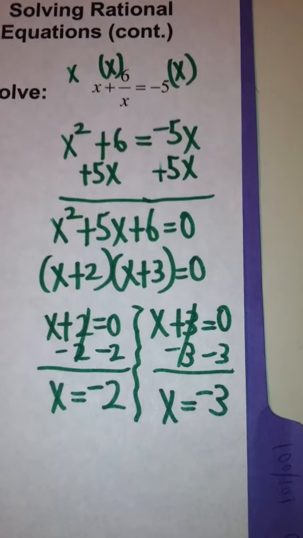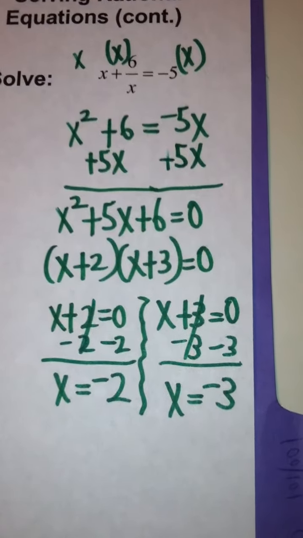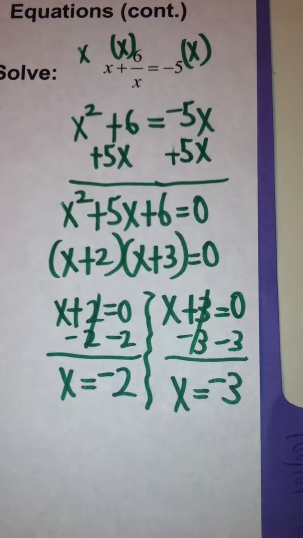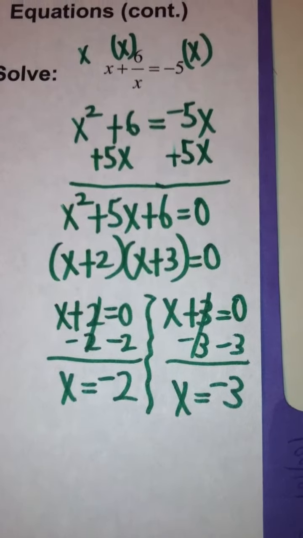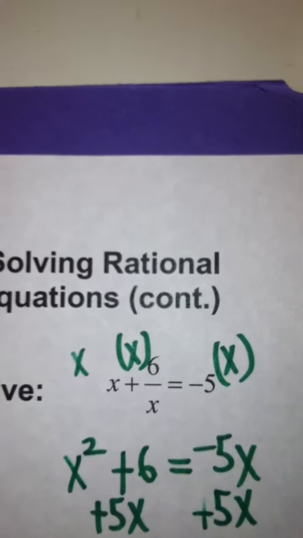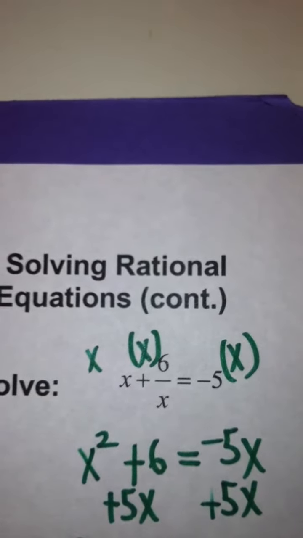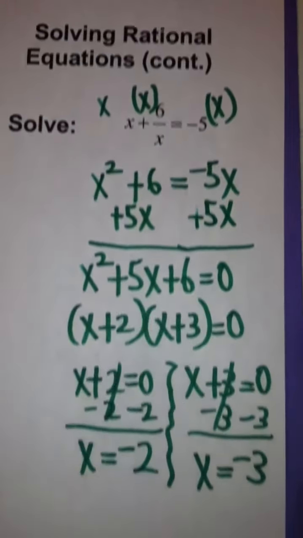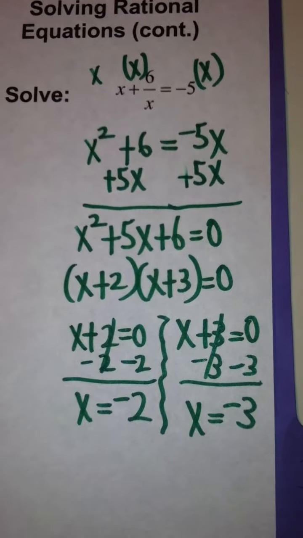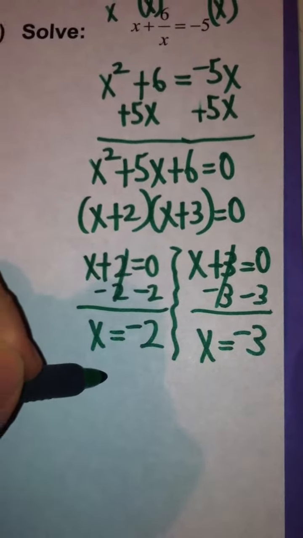Before we declare these values as solutions, double check your denominator to make sure these answers will not give you a 0. Well, the only thing that will make the denominator 0 is when x is equal to 0. So our solutions are just fine. You can write your answer as a solution set.